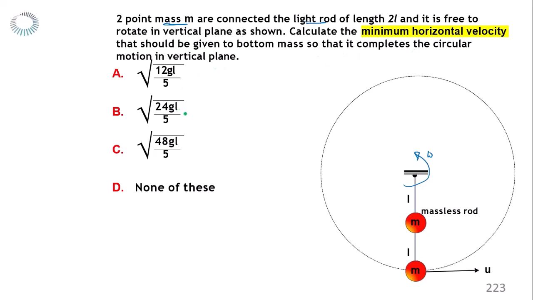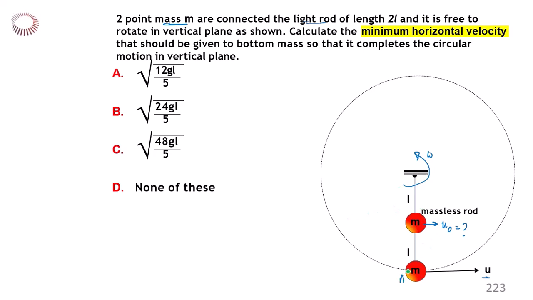If it is only a single mass, then I know the answer is root of 4gL. But here there are two masses. So if I project the lower particle with a velocity u, what is the velocity of the other particle? I want to calculate this u naught. Both are moving with the same omega once I throw this.